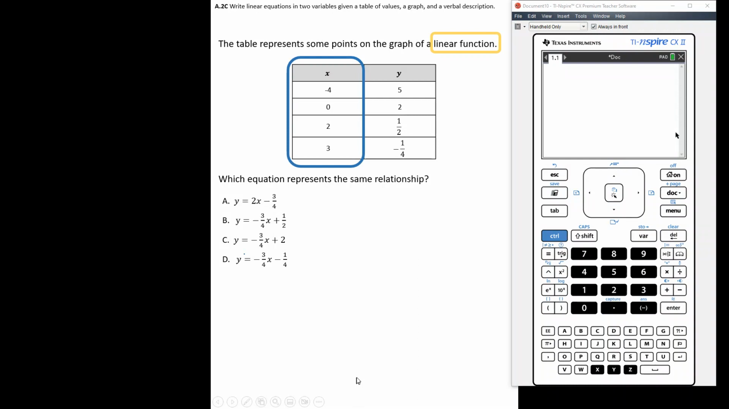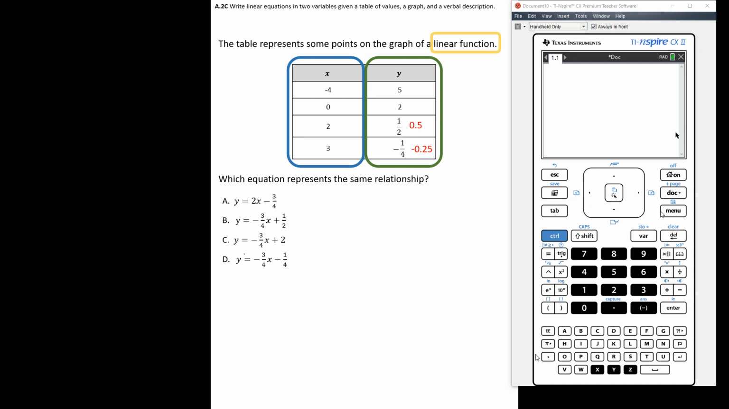They do give you x values and y values. So we're trying to find which equation represents this table in the form of y equals mx plus b. Before we start our calculator, you notice in the y column there are two fractions. Convert those to decimals. So 1/2, we're going to write 0.5, and then -1/4 is -0.25.